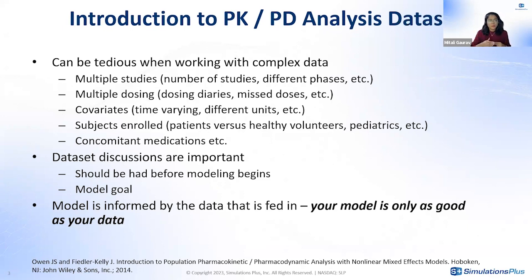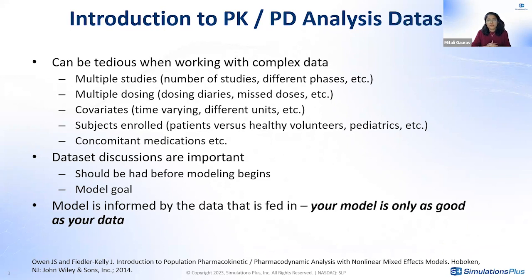The other scenario could be multiple dosing. If you have missed doses, or if you're dealing with dosing diaries, then it can be a very complex task to have a very well defined dosing history. Usually this kind of scenario you see in studies which have been conducted or are being carried forward for a long period of time, where it's almost impossible to have an accurate dosing history for each individual. So again, you need to be aware of such scenarios and have your imputation rules in place, keeping in mind all these different scenarios.